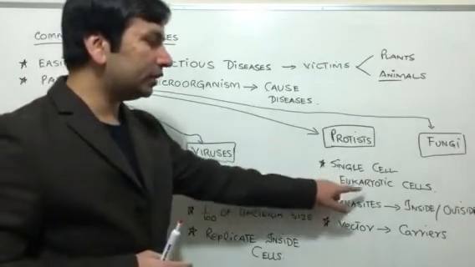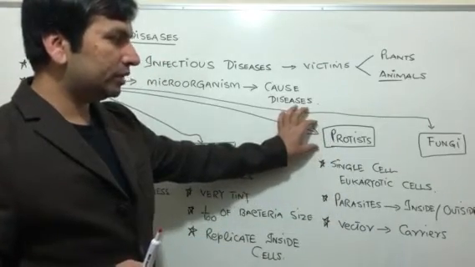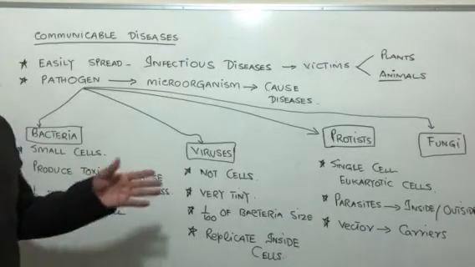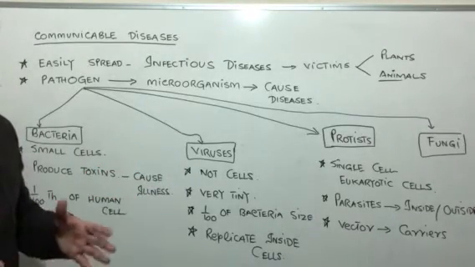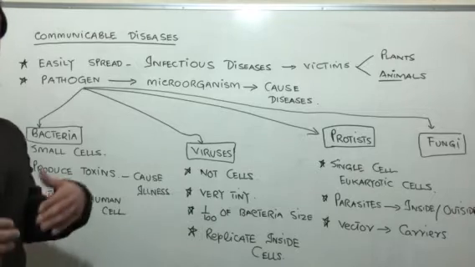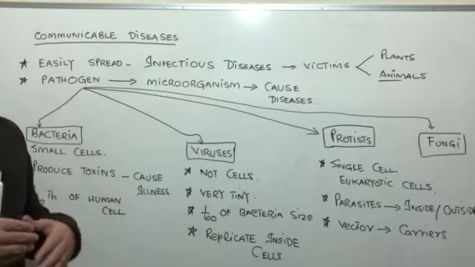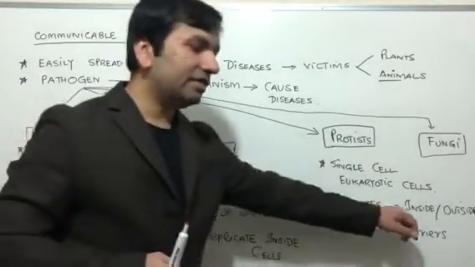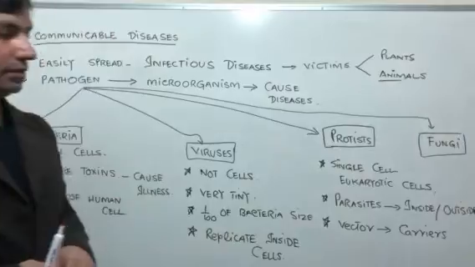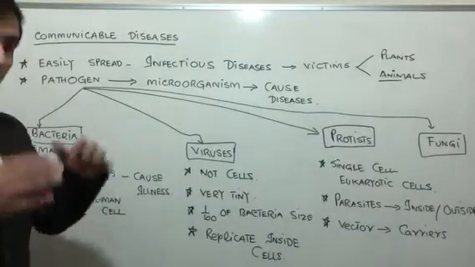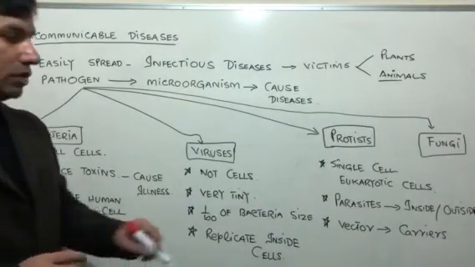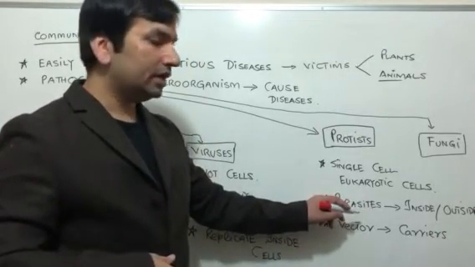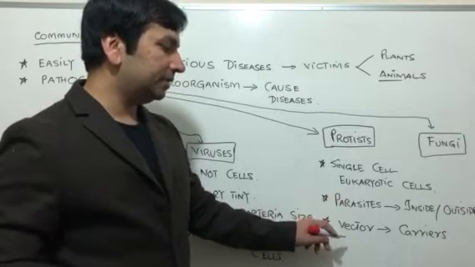Single-celled eukaryotic cells are protists, like different types of parasites living inside living organisms, and sometimes outside them. They can live on the skin of living organisms, and they can live inside the body of living organisms. So they cause diseases wherever they are living, inside or outside.